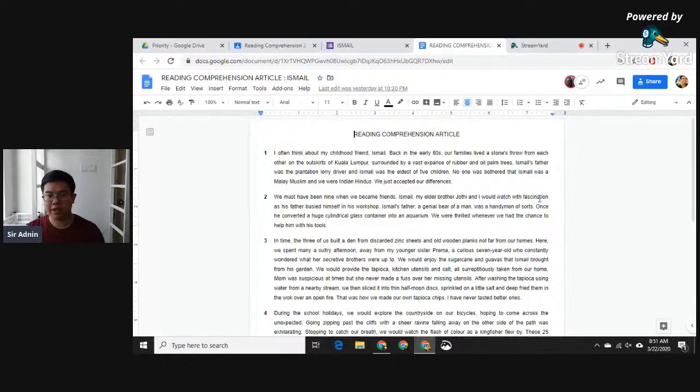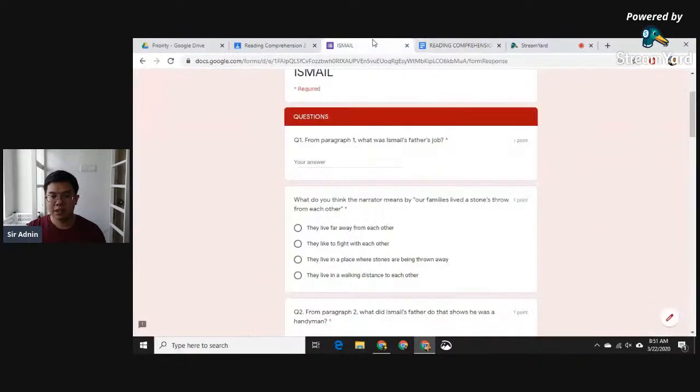This article, I think you cannot edit anything on the article itself. So let's look at question number 1. From paragraph 1, what was Ismail's father's job? Again, we have not read paragraph 1, but we know it's about Ismail and we're talking about Ismail's father. So over here you're looking for the word job. The standard procedure is that sometimes we go through all the questions. Sometimes if you want to read one question and then go straight to the paragraph, that's fine, no problem. But my style, I prefer reading the questions first.